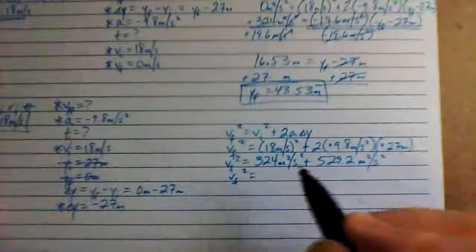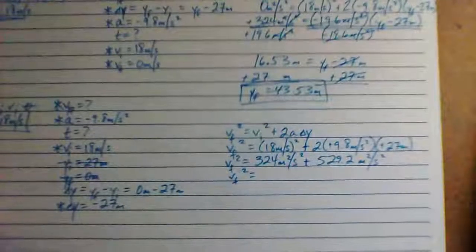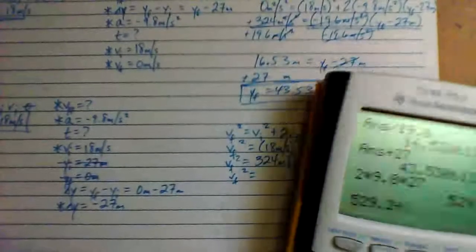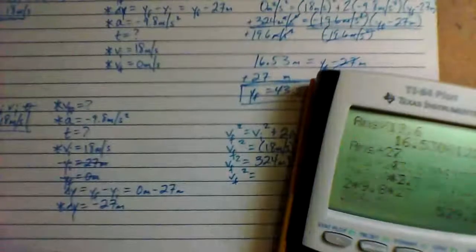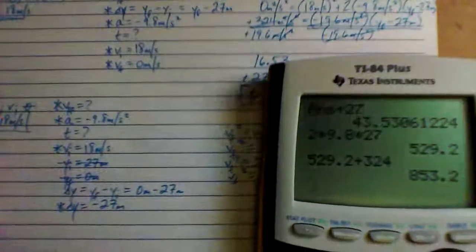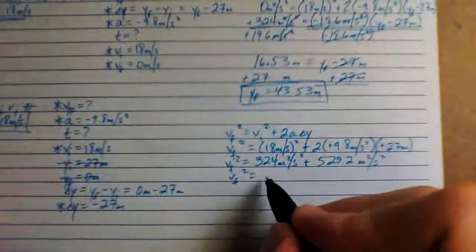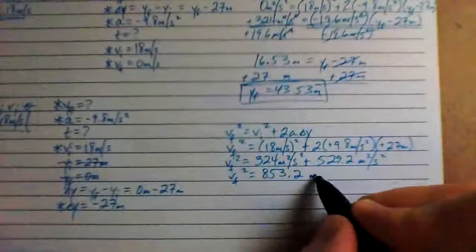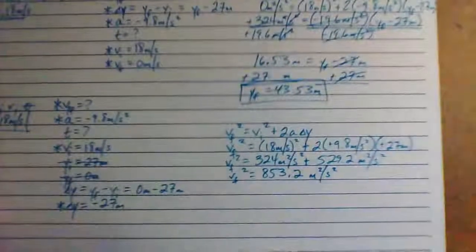So VF squared equals 529.2 plus, I'm just going to go up there and find 324 just to make sure it's the same thing. Enter. There we go, 853.2. So equals 853.2 meters squared per second squared.